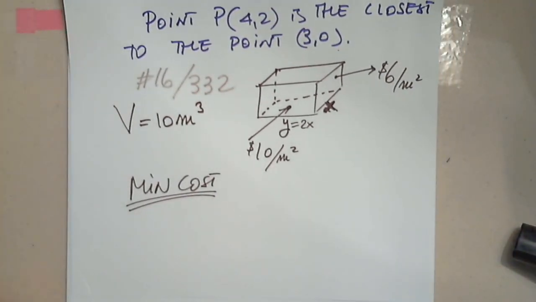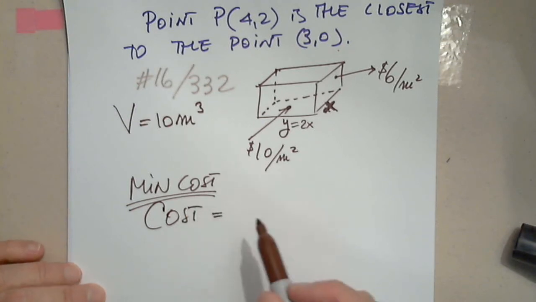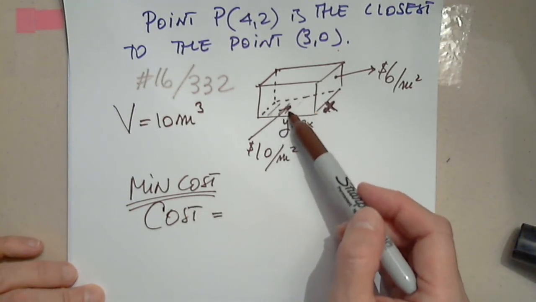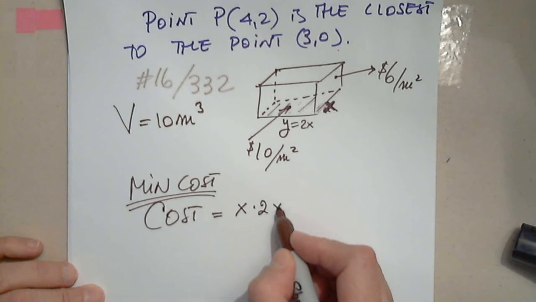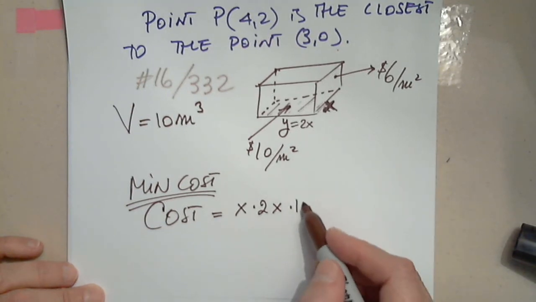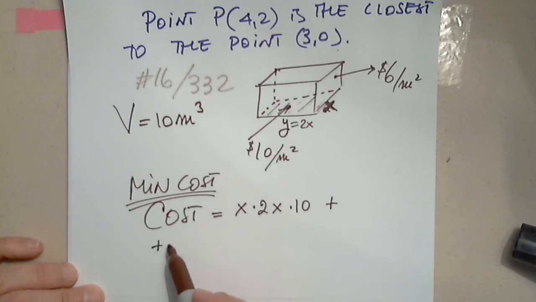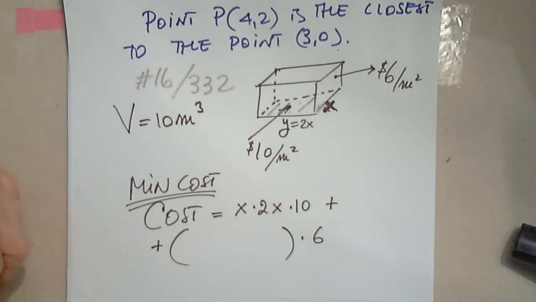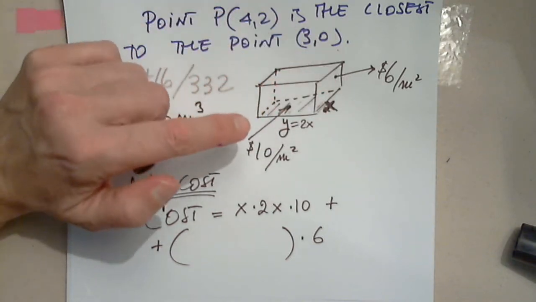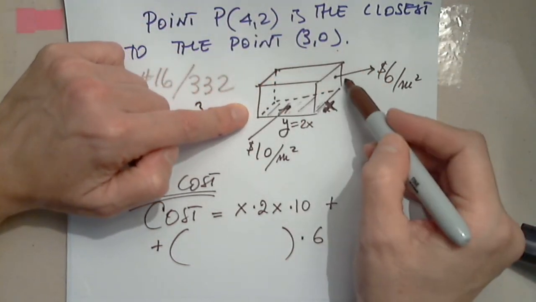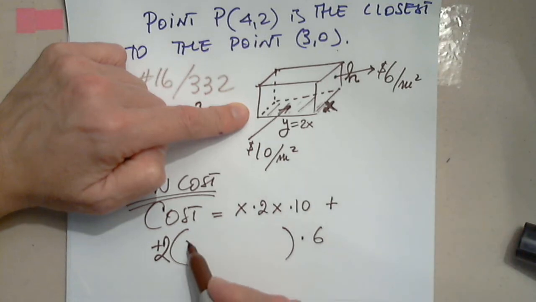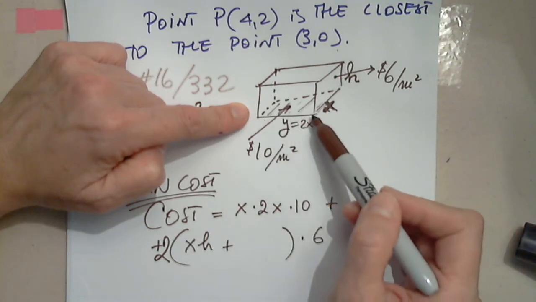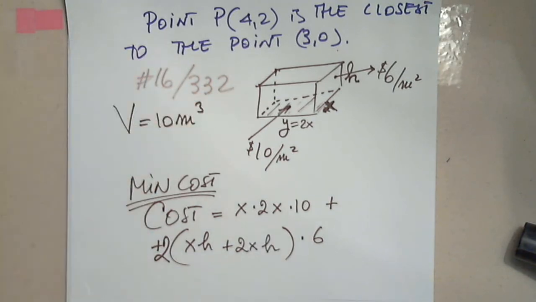Okay, so then we know that the cost would be, first of all, the area of the base, which is x times 2x, multiplied by $10 per square meter, plus the lateral area, which has an unknown height. So twice x times height, and twice 2x times height, times the cost per square meter.